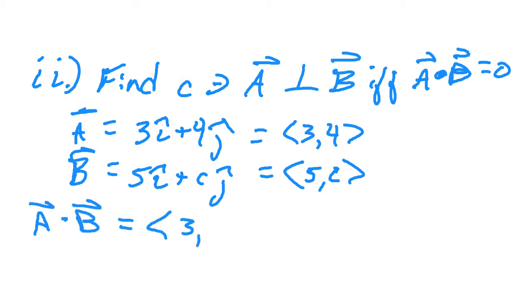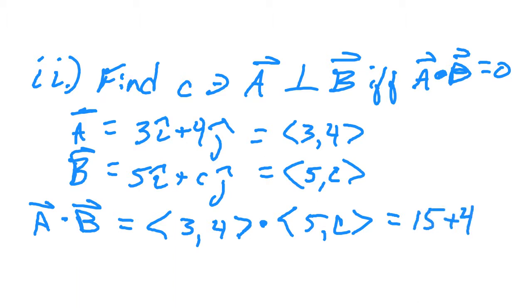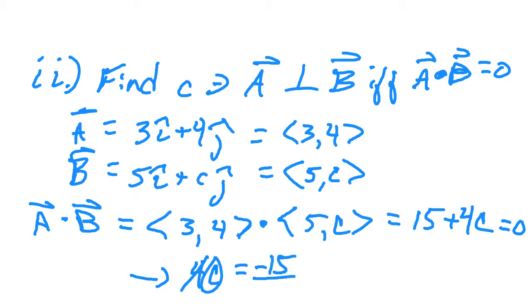This is 3, 4 dot 5c, and then of course this is a scalar, right? So we just put them on top of each other, multiply and add. So we get 15 plus 4c, and what do we know about that? That has to equal 0 if they're going to be orthogonal to each other. So that implies that 4c equals negative 15, and that implies that c equals negative 15 fourths.